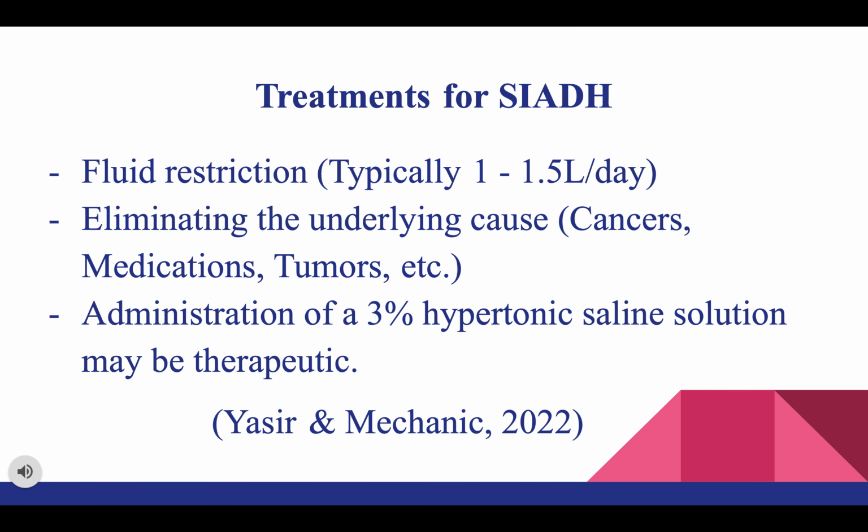The following are some treatments that are implemented in the management of SIADH. The usual first-line therapy is fluid restriction, which is typically limiting the patient's fluid intake to about 1 to 1.5 liters per day, and then titrating down accordingly per doctor's orders. Next is to eliminate the underlying cause of the hyponatremia. This can include several different types of cancers or a medication that may be causing it, in addition to several other possible reasons.